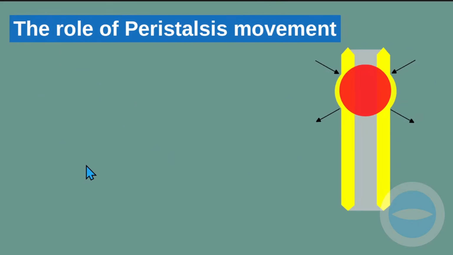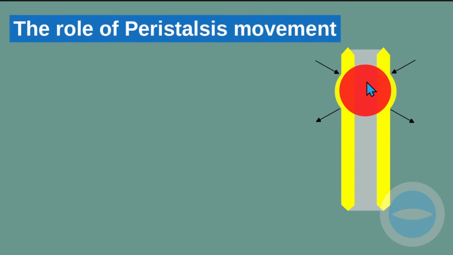And then the next thing is the role of the peristalsis movement. Like I just promised, I will show you how peristalsis movement works. These arrows that are pointing inwards are the muscles when they constrict. And the arrows that are pointing outwards are the muscles when they are relaxing. This is how peristalsis works.